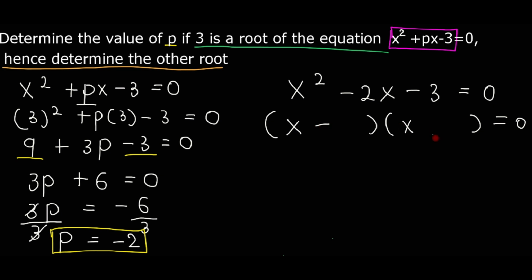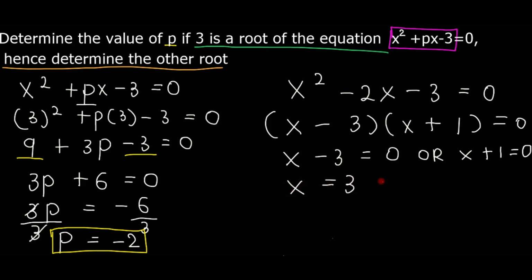So this is negative, and then this is plus, and then this is 3, and then this is positive 1. From there we say x minus 3 equals 0, or x plus 1 equals 0, and then from there solving for x, we say x equals 3 or x equals negative 1. So it really makes sense.